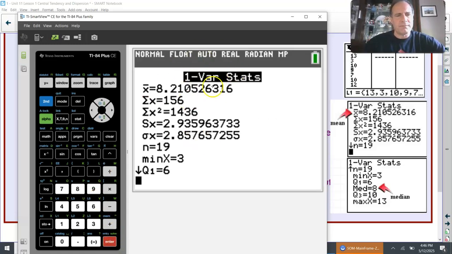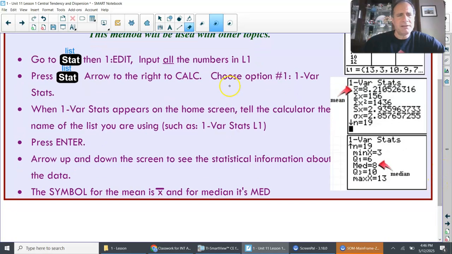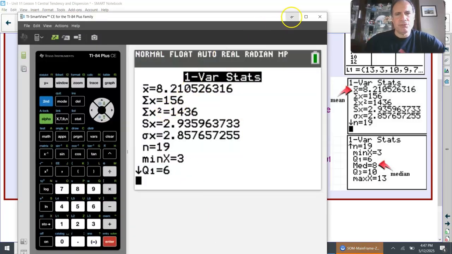Then all of this 1-Var Stats is going to come up. You see this x with the line on top? That is the mean. That is the average. I'm going to round it to the nearest hundredth. So this symbol here is mean, and mean is average. So the mean and the average here is 8.21.